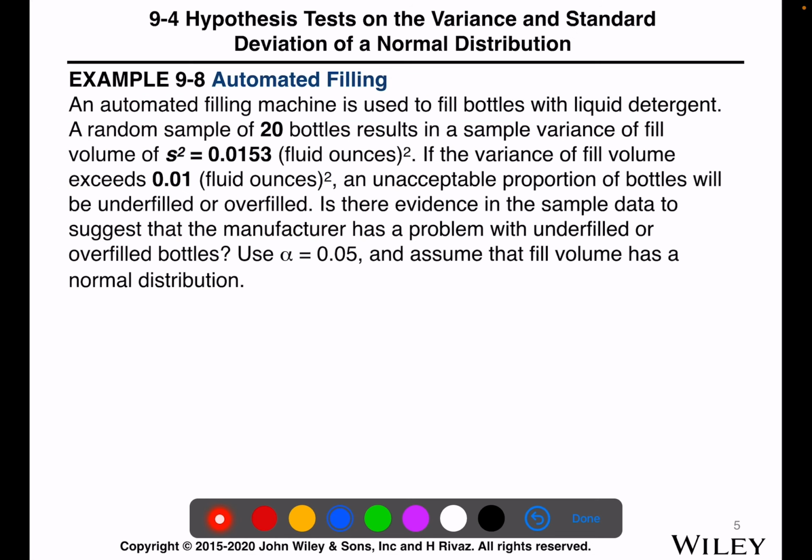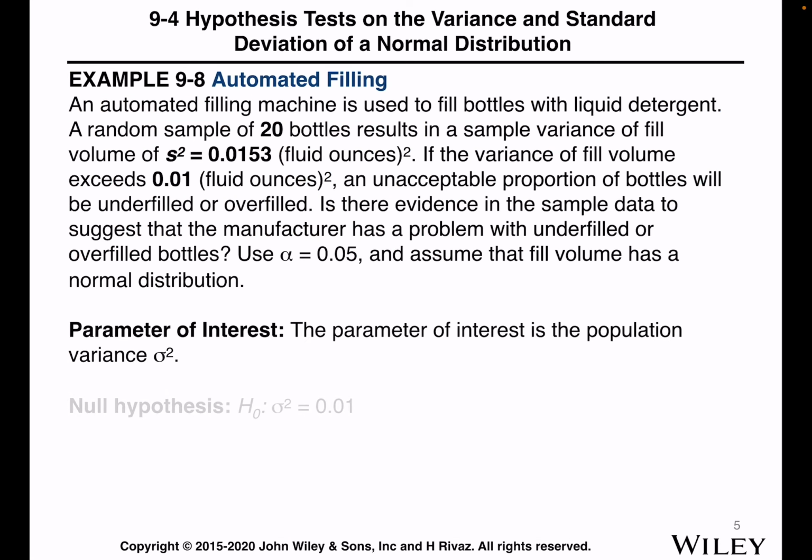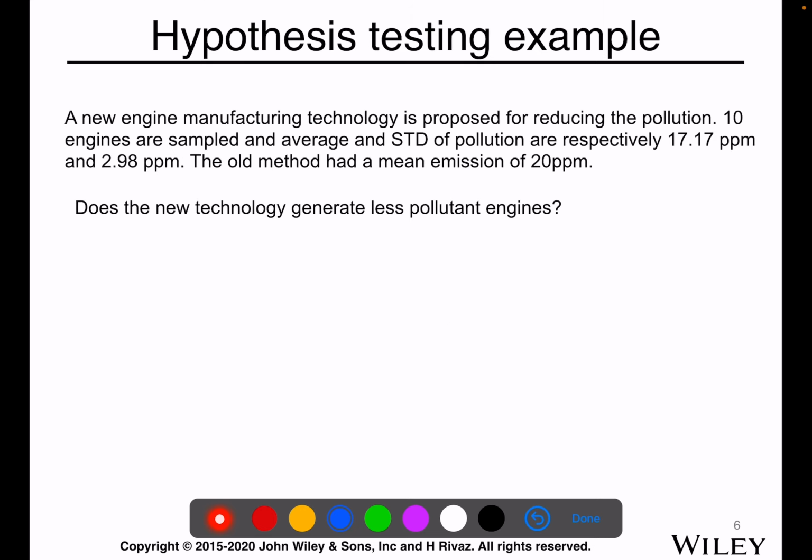Okay. So, yeah, we already did this one. Surprised, actually. I thought I deleted this. Okay, so let's look at one example. A new engine manufacturing technology is proposed for reducing the pollution. 10 engines are sampled, and the average and STD of pollutions are respectively 17.17 and 2.98. The old method had a mean emission of 20 ppm. Does the new technology generate less pollution?